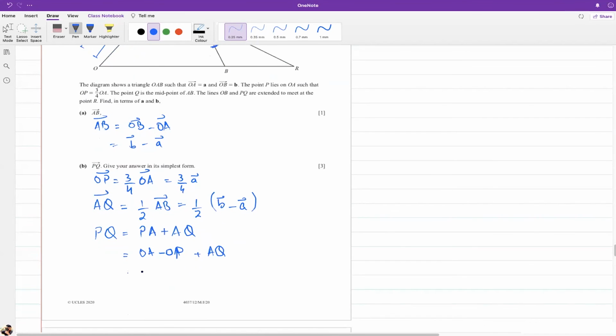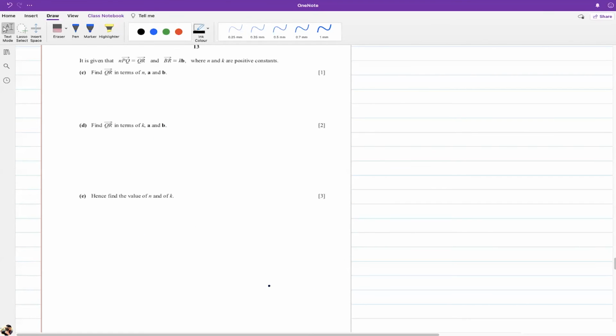So हमारे पास OA is A, OP is 3/4 A, plus AQ. AQ is half B minus A. So half B minus half A. That's AQ. So you just simplify this. This becomes 1/4 A minus half A. So minus 1/4 A plus half B, and that's our final answer.